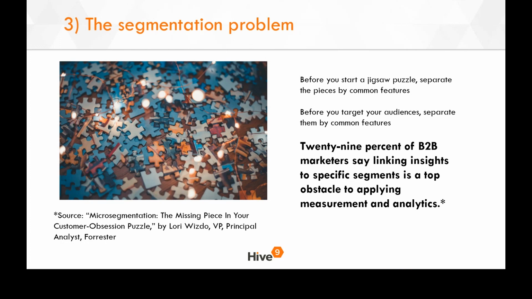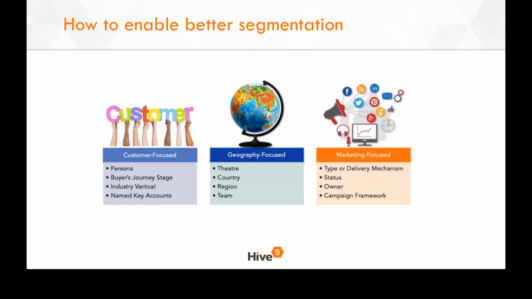According to their research, almost a third of marketers are saying that linking insights to specific segments is a top obstacle to applying measurement and analytics. And I would argue, Laura, that that is because they're not doing it up front at the plan. When you wait until the back end, you don't have the data in the right construct, you don't have the plans spread out the right way, so you can't do comparative performance. So how do we do that? We need to enable better segmentation practices and make sure that you're keeping things as simple as possible.